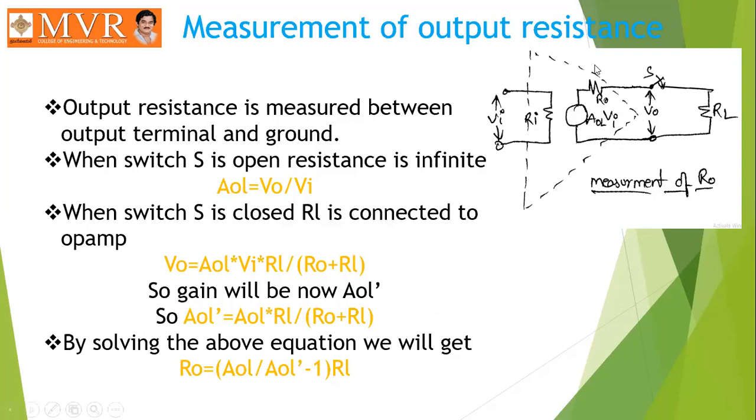So this is the circuit we are going to consider for measuring the output resistance, and this is how we measure the output resistance by connecting an RL resistor. So for an operational amplifier, practically we find the output resistance by using this method.